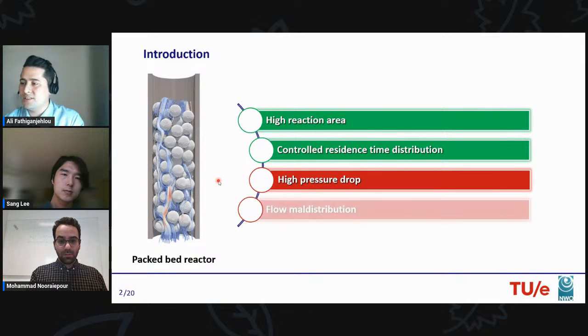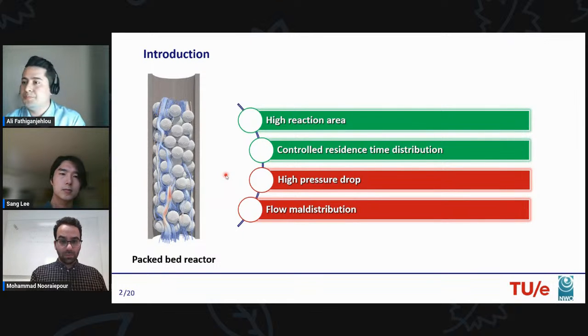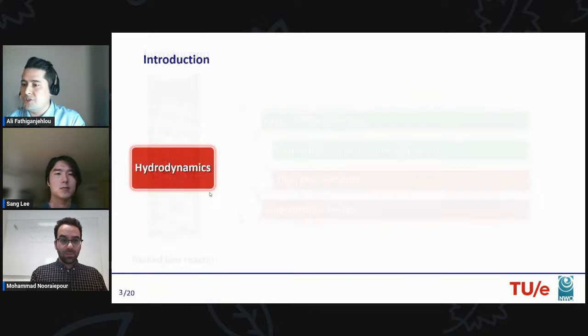Also, the presence of the particles hinders liquid or gas movement, and it causes flow maldistribution. Or in other words, the flow is not evenly distributed inside the packed bed reactor. This flow maldistribution could cause some problems. For example, in the case of highly exothermic reactions, it could cause hotspot formation and thermal runaway of the reactor. So a detailed understanding of the flow behavior and transport phenomena inside the packed bed reactor is quite important in optimizing the performance of the reactor and avoiding issues such as hotspot formation.